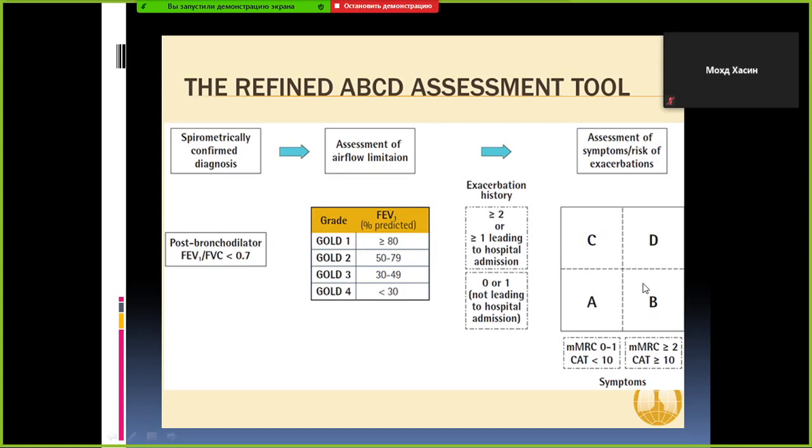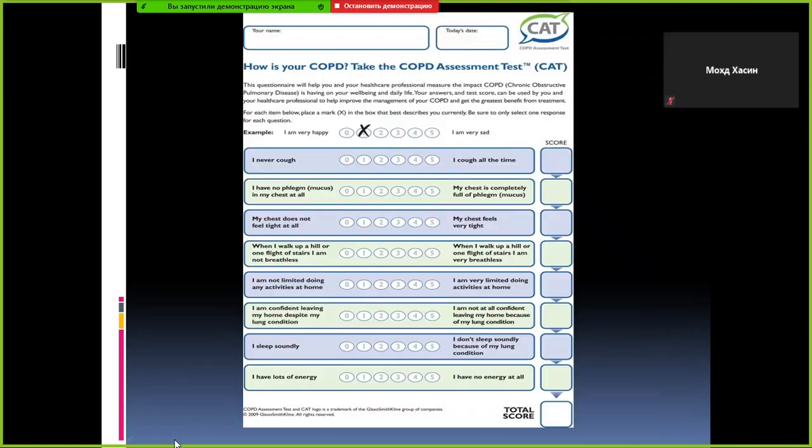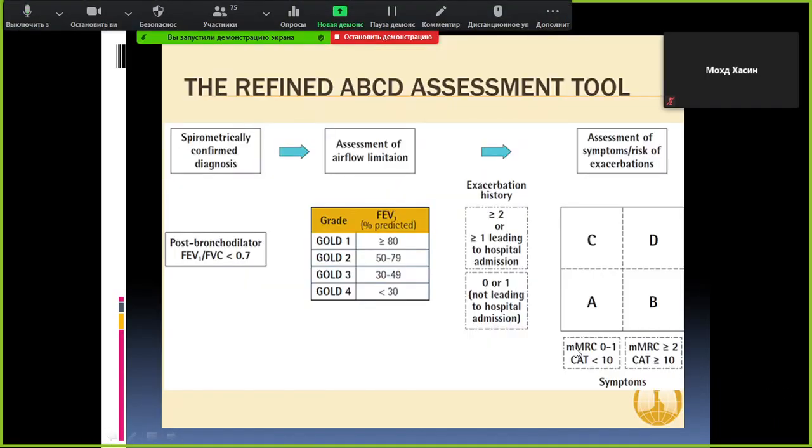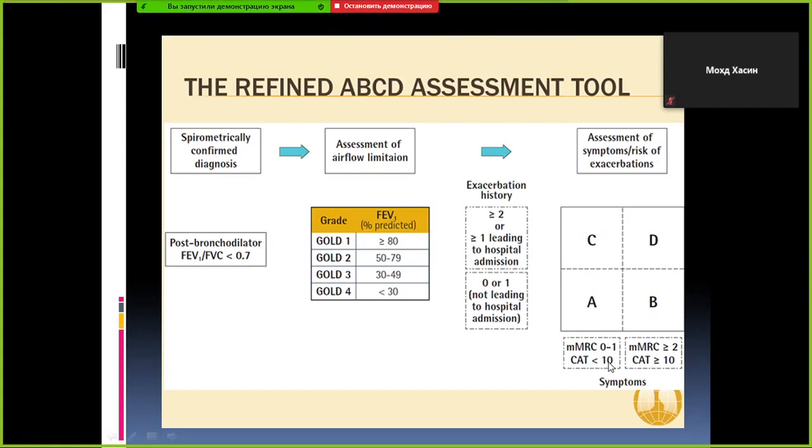And then we must assess the severity of symptoms. The severity of symptoms we assess by questionnaire. I use CAT, COPD Assessment Test questionnaire. There are some questions. The patient fills in this questionnaire himself, then we have a total score. So if total score of CAT may be less than 10 or more than 10. If CAT is less than 10, it means that his symptoms are not frequent and they are not severe. If CAT is more than 10, it means that he has frequent and severe symptoms.